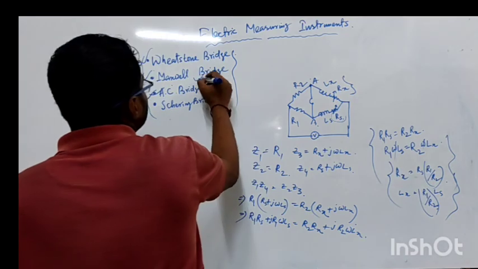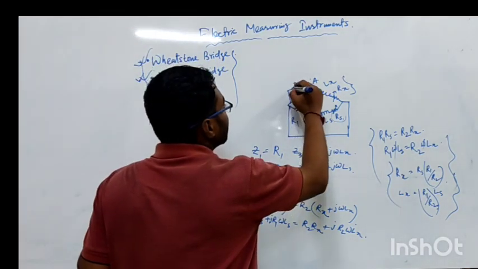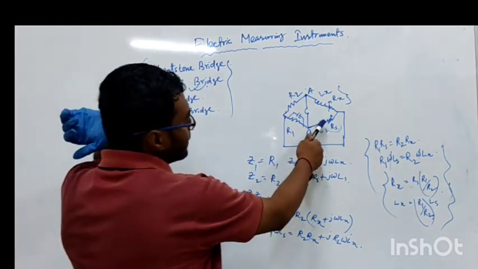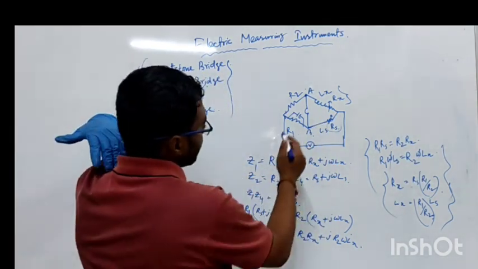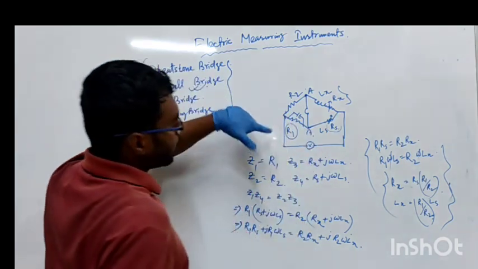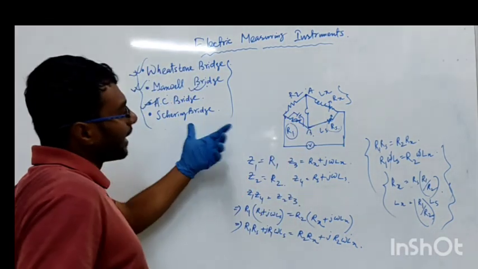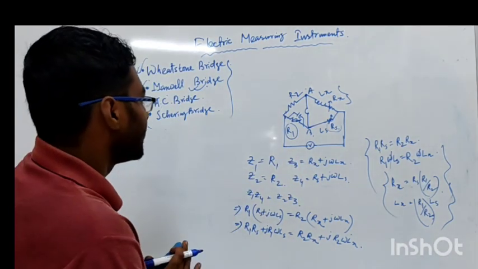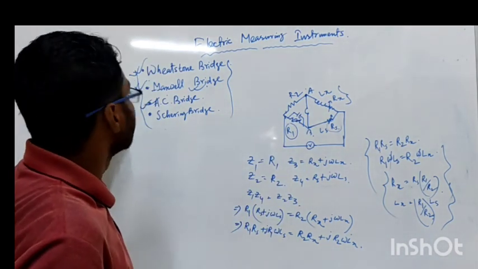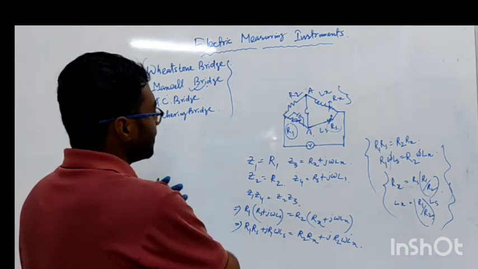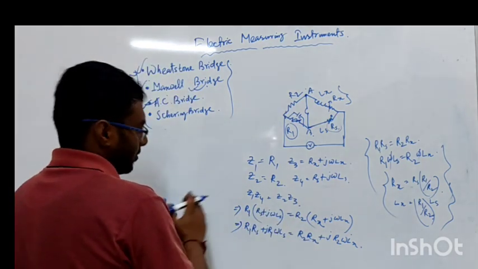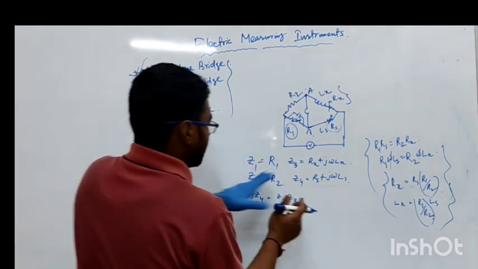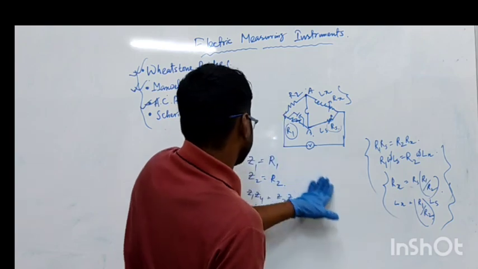For the Maxwell bridge, we simply use a capacitor here. Instead of using this inductance, we have to use a capacitor in place of R1. There will be one resistance R1, as well as one capacitor in parallel in the circuit. So for that particular bridge, what will be the null condition? The condition will be the same, but we have to calculate it. Then let us take what will be the Z1. We have to find out that only.